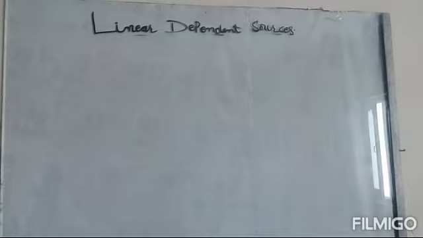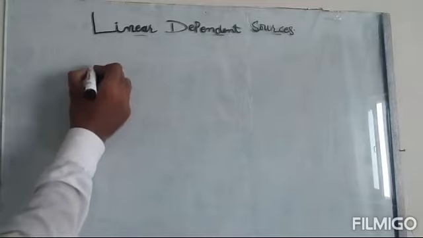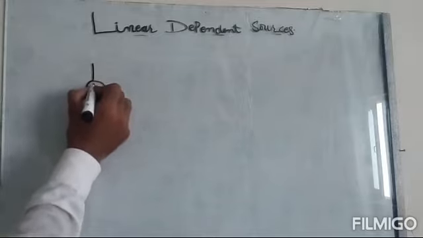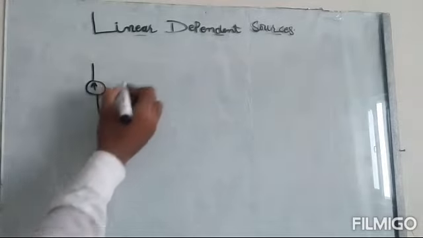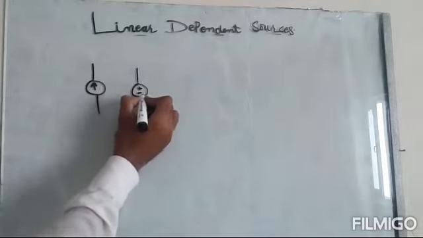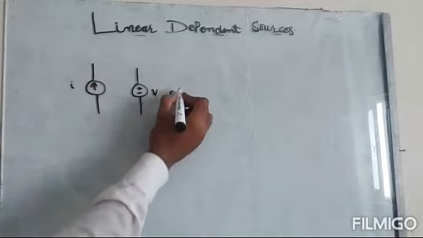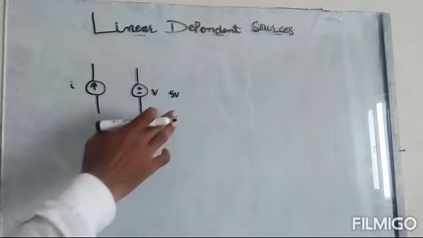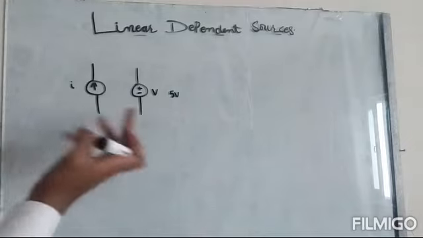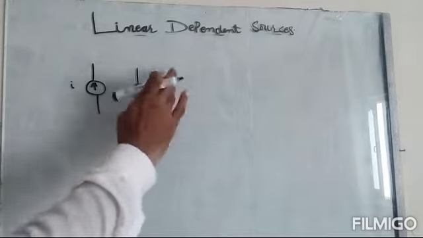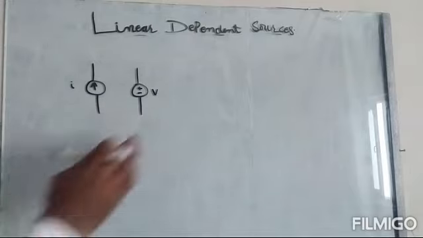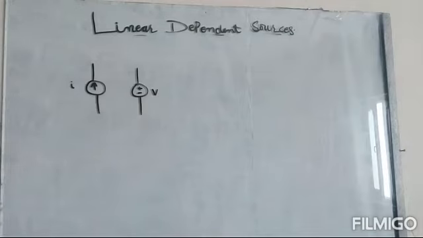Today we are going to learn a new concept of linear dependent sources. So far in the previous lectures we were dealing with independent sources. For example, the source was a current source or a voltage source. If it is, for example, 5 volts, it is just 5 volts. It cannot change its value and it does not depend on any other parameter. But in this lecture we are going to learn the new concept of dependent sources. What are dependent sources? We will see shortly.